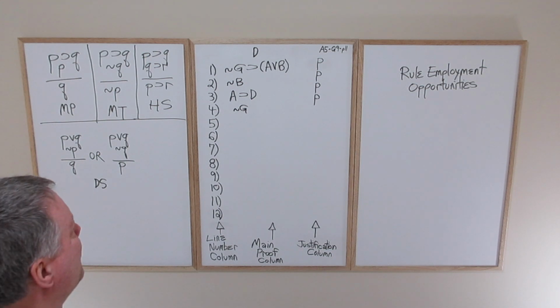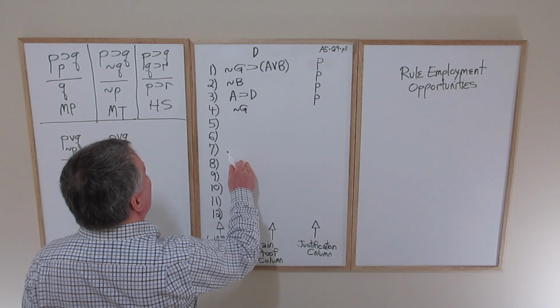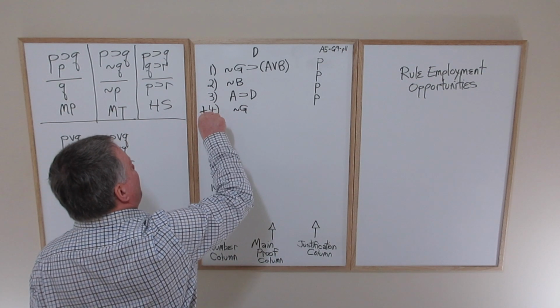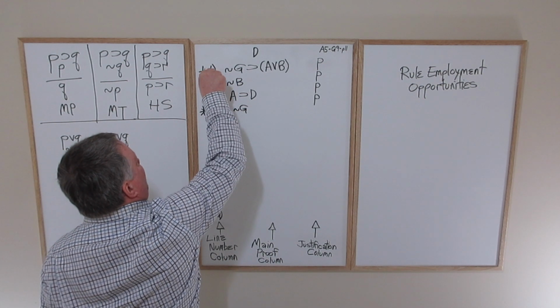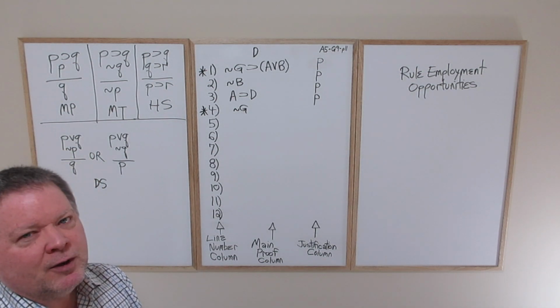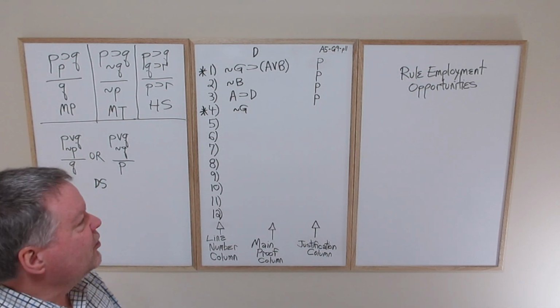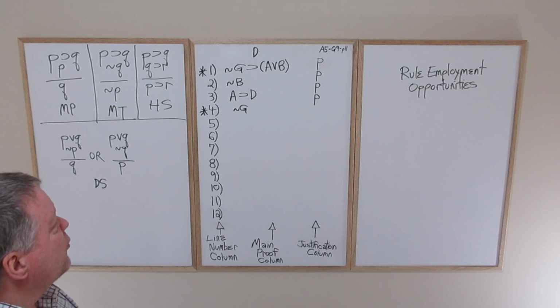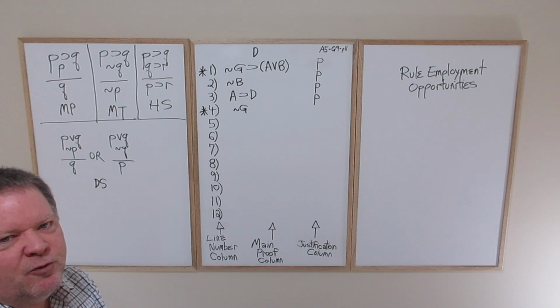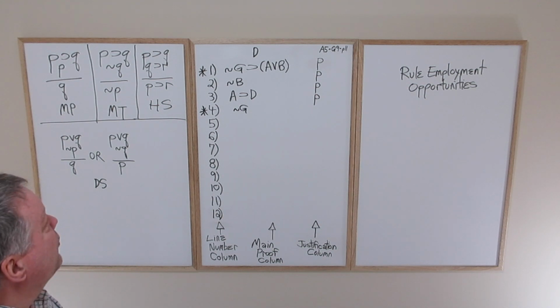Here's our first line of inference. For that line of inference, we're going to focus on lines 1 and 4. So as far as line 5 is concerned, that's the first line of inference in our proof. All we care about are lines 1 and 4. We're completely ignoring lines 2 and 3.